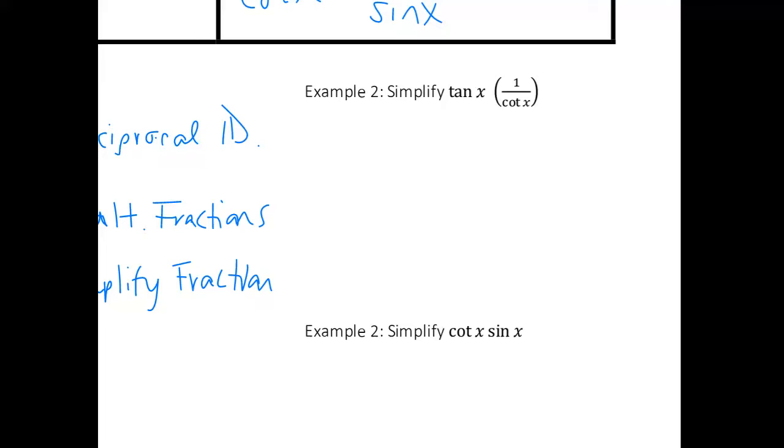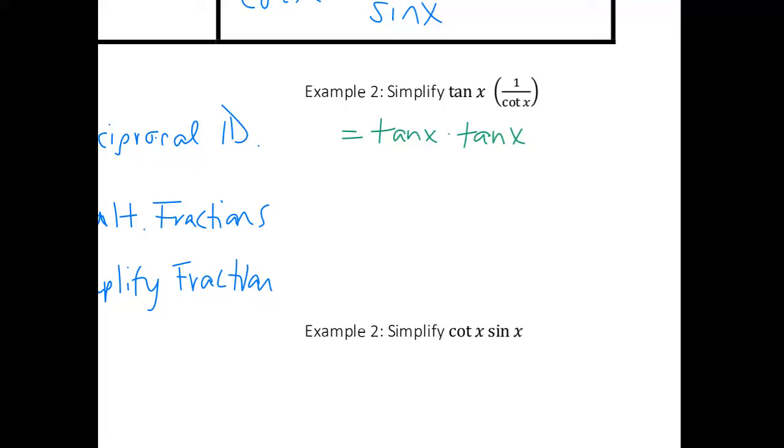Another tactic, and the one that I'm going to go with here because it's a little bit faster, is to change, since tangent and cotangent are reciprocals, both of them to tangent. So tangent of x, I'm not going to do anything with at the moment, but cotangent is the reciprocal, so 1 over cotangent would just be tan x.